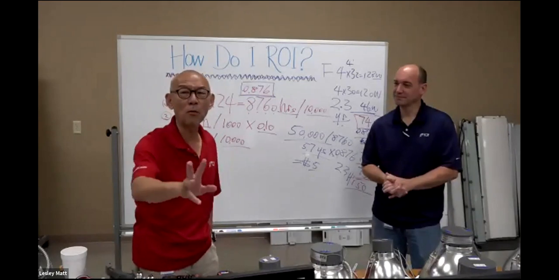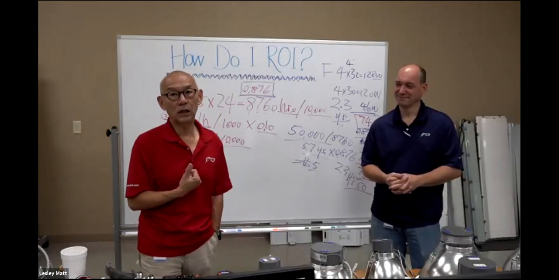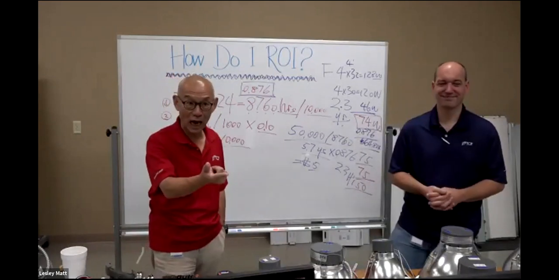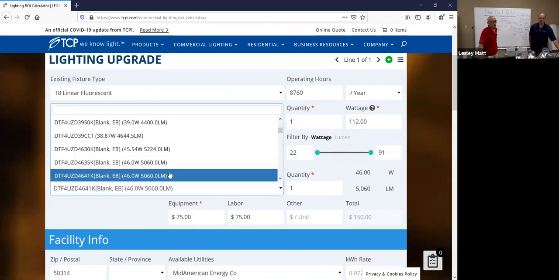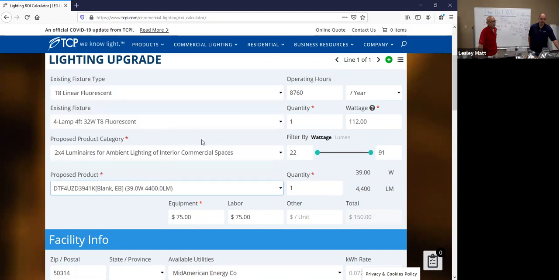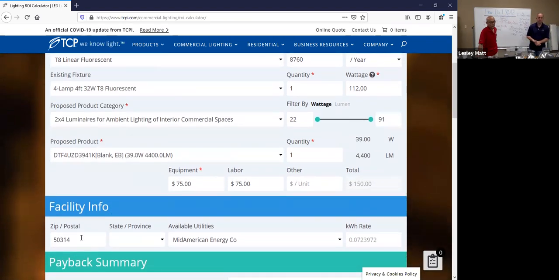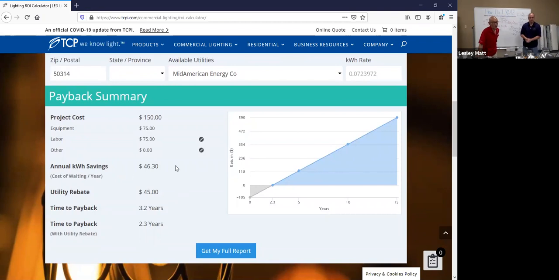Let's play one more game. Remember, we saved foot candles. I also believe the 39 watt will be really cool. So if you change that to a 39 instead of 46, I want you to change that now. Everything else remains the same. I'm still using that really low rate. There you go. All of a sudden, you save another dollar. It's 2.3 years instead of 2.5 years. And over 5 years, instead of saving 104, you save 126.